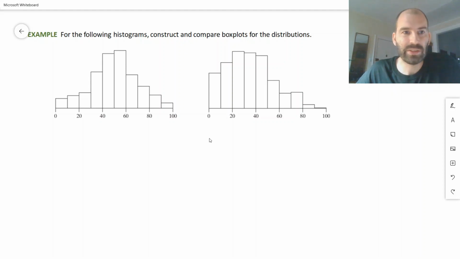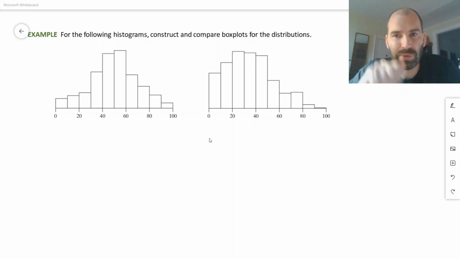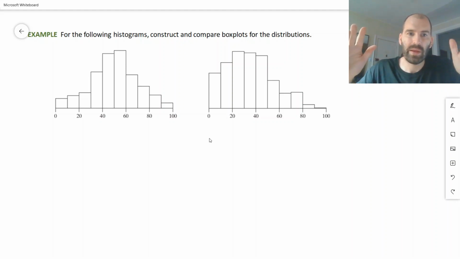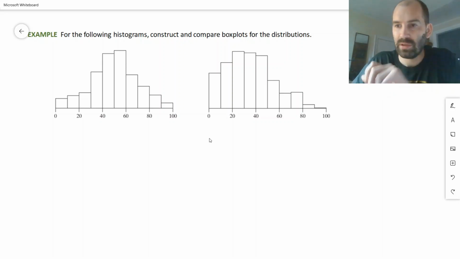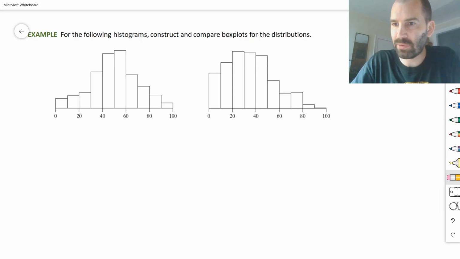Here we have a couple histograms. Remember we talked about histograms in a previous video. Histograms show us the distribution of a data set. Box plots also show us a distribution, so we should be able to relate the two. Given a histogram, we should be able to get some idea of what a box plot looks like, and given the box plot, we should be able to get some idea of what the histogram looks like.